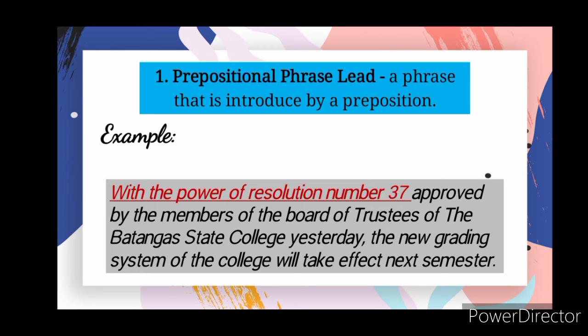So the first grammatical beginning lead is the prepositional phrase lead. It is a phrase that is introduced by a preposition. When we say preposition, it is a word or group of words that is used with a noun or pronoun to show direction, location, time, or introduce an object. For example, with the power of resolution number 37. So the first word of this example is a preposition, which is the with.